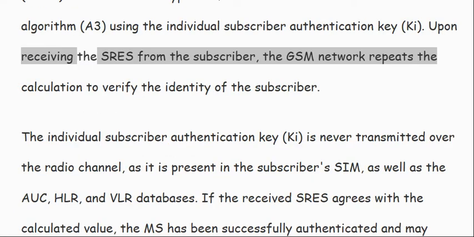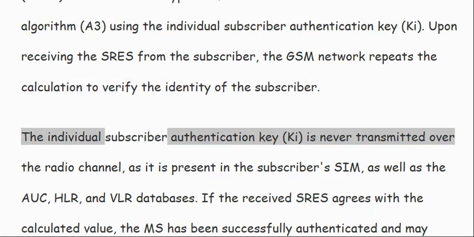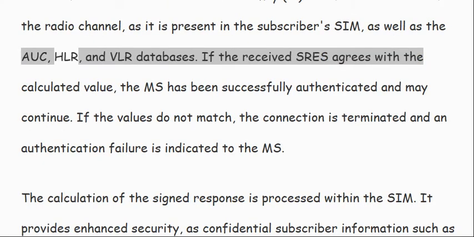Upon receiving the SRES from the subscriber, the GSM network repeats the calculation to verify the identity of the subscriber. The individual subscriber authentication key is never transmitted over the radio channel as it is present in the subscriber's SIM as well as the AUC, HLR, and VLR databases.